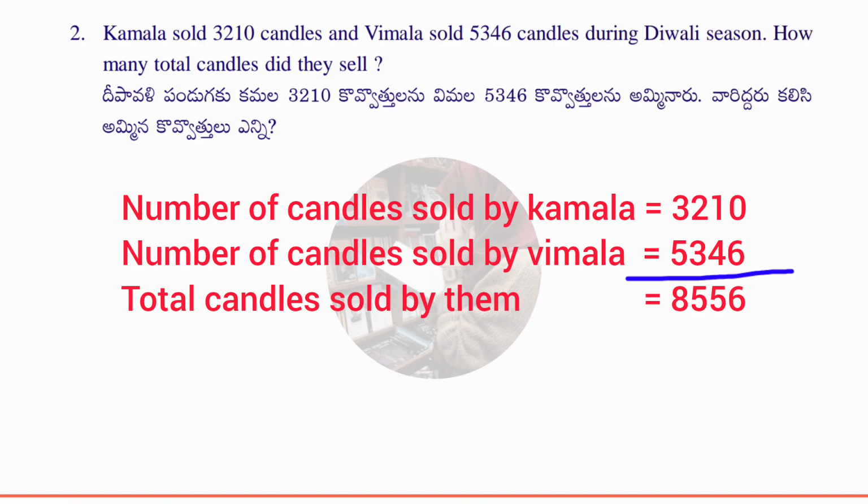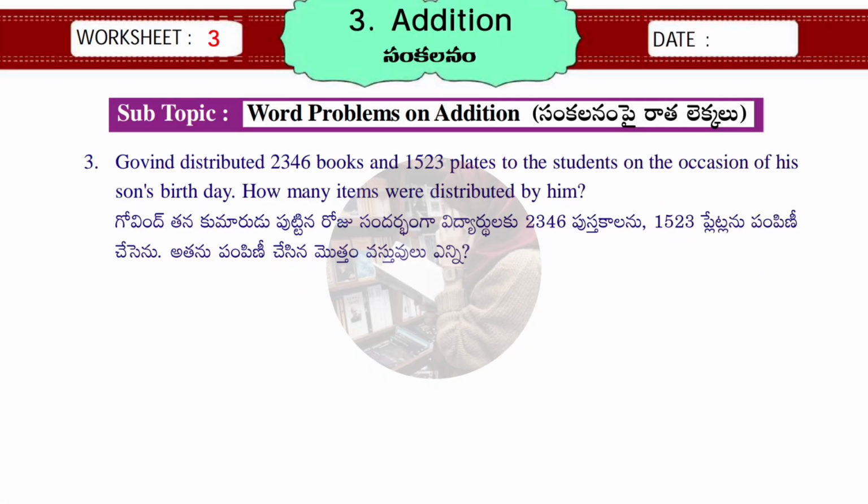Let's see the next question, which is: Govind distributed 2346 books and 1523 plates to the students on the occasion of his son's birthday. Okay, how many items were distributed by him? So Govind is a man who distributed some books and plates to the students on his son's birthday. Now we have to say how many items he distributed to the students.